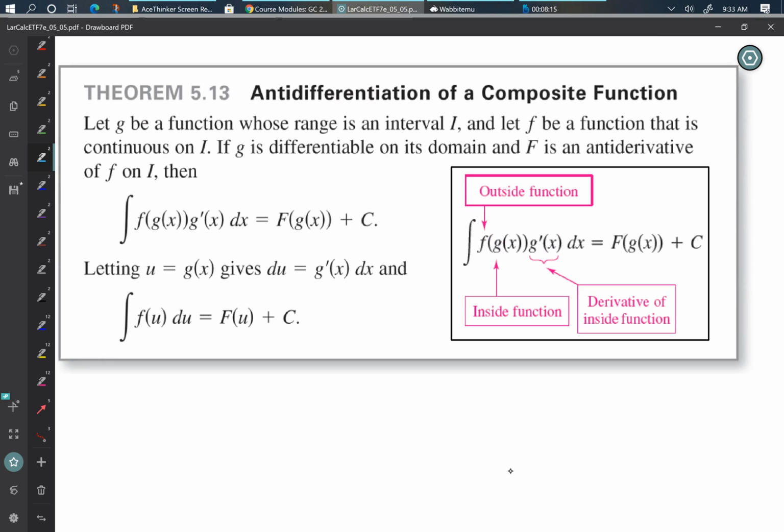This is our Theorem 513, the anti-differentiation of a composite function. Starts out with the required definitions. So let g be a function, let f be a function. If your integrand looks like this, the answer is this. Wait, what? I don't understand what they're saying here. Why are they saying what they're saying?